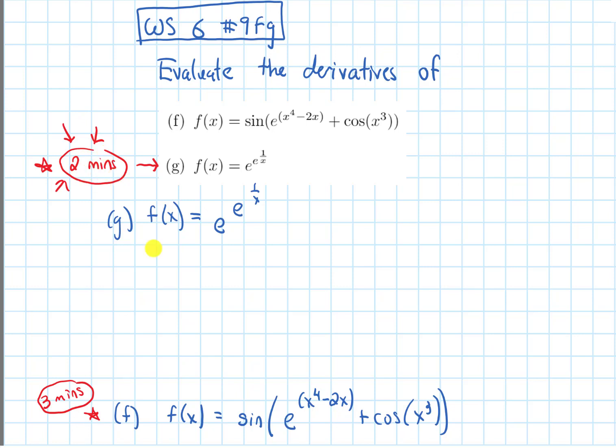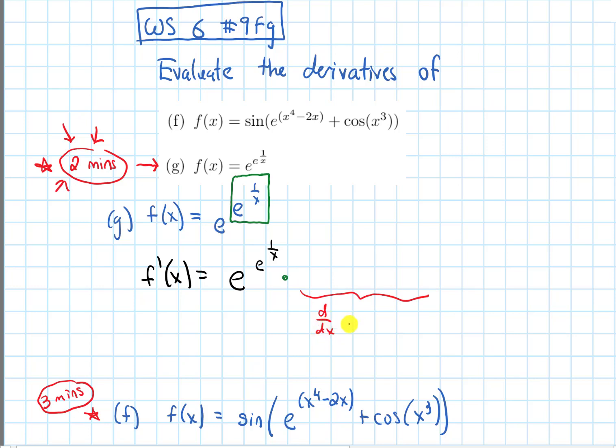All right, let's talk about it together now. When we take this derivative, we have e to the stuff. The stuff is all of this. This is the exponent of that first outermost e. So the chain rule says you'll have e to the stuff, in this case e to the 1 over x. But then we'll have to multiply by the derivative of that stuff. So over here, we're going to have to write the derivative of e to the 1 over x. And this is also e to the stuff, so I'll need the chain rule again.